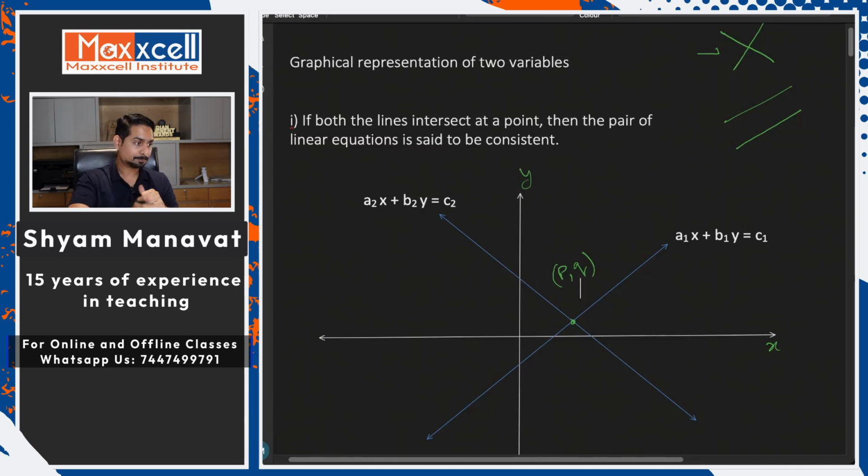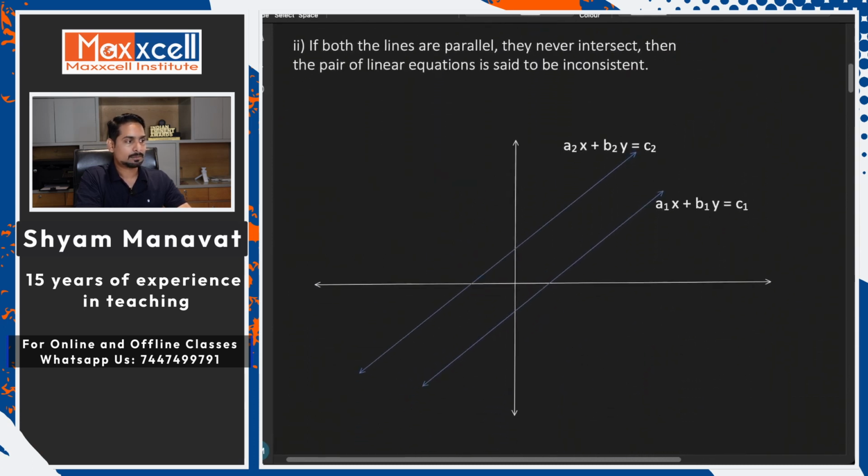I hope I am clear here. Well, this condition, where the lines intersect at one point, is called consistent: the pair of linear equations is said to be consistent. The second relation between two lines could be parallel lines. Parallel, as the name says, means two lines which never intersect. In this situation, the pair of linear equations is said to be inconsistent.